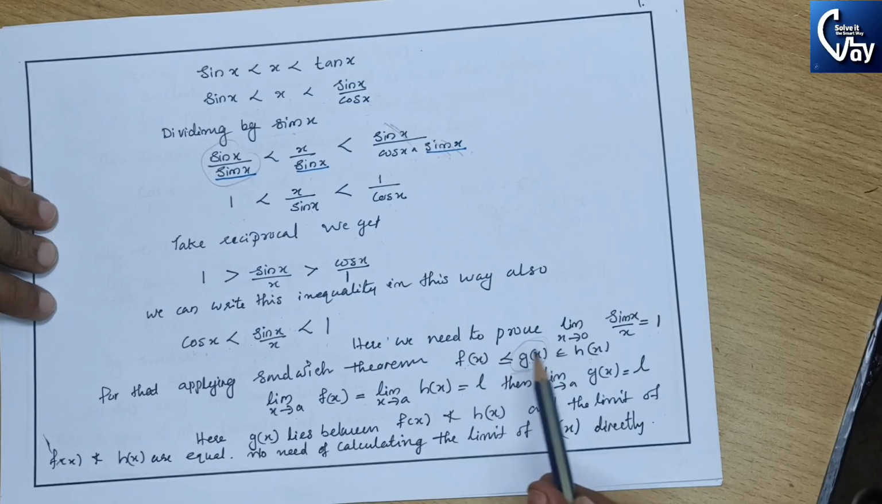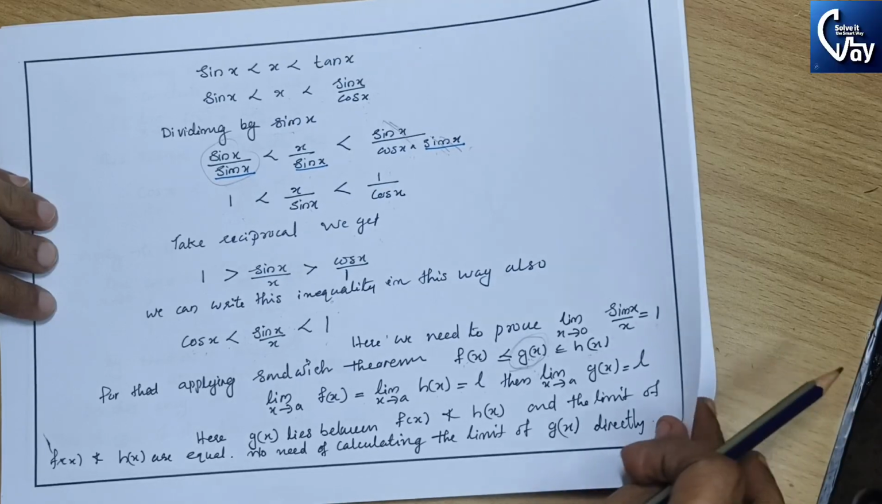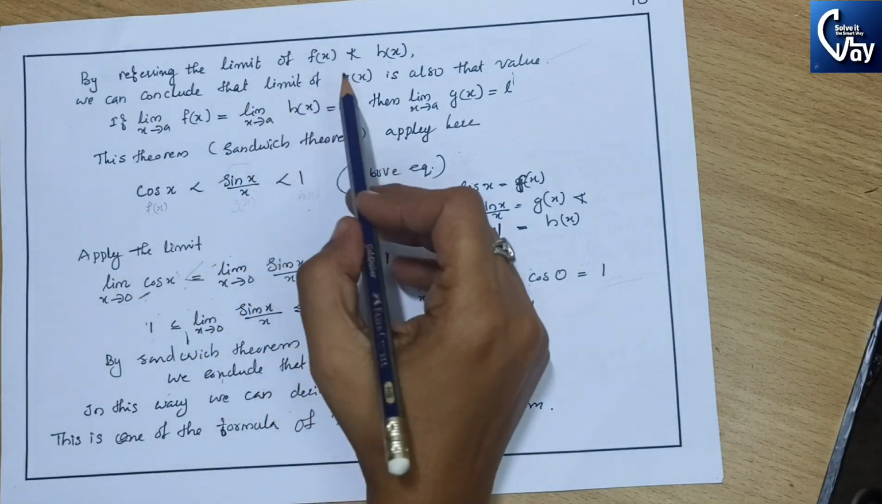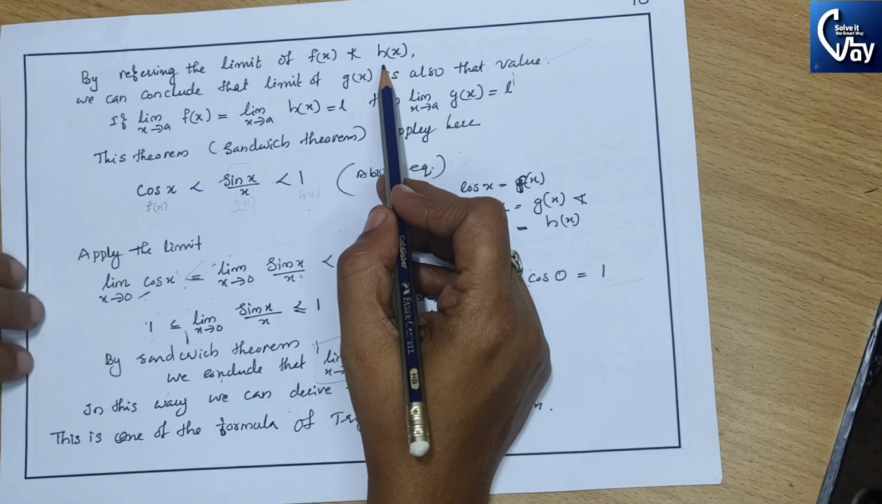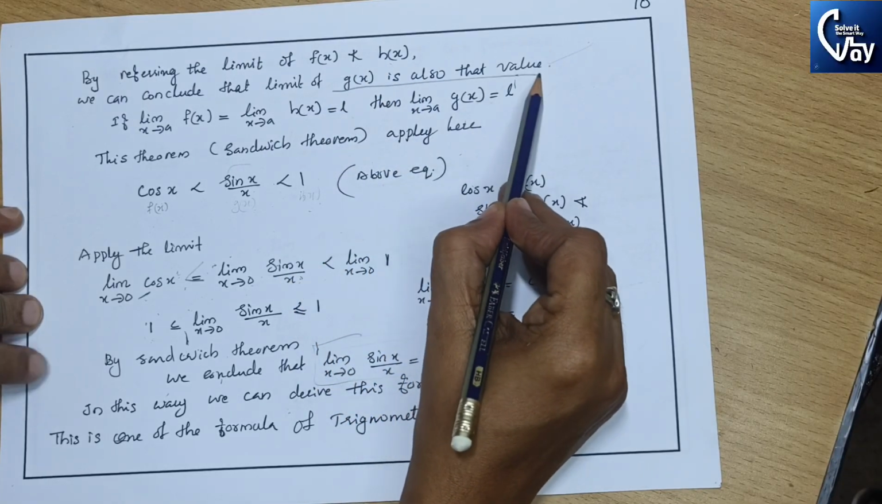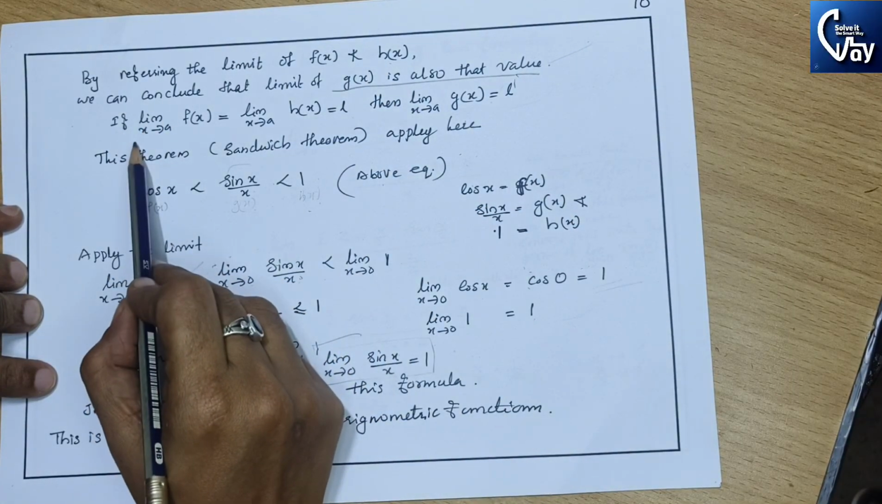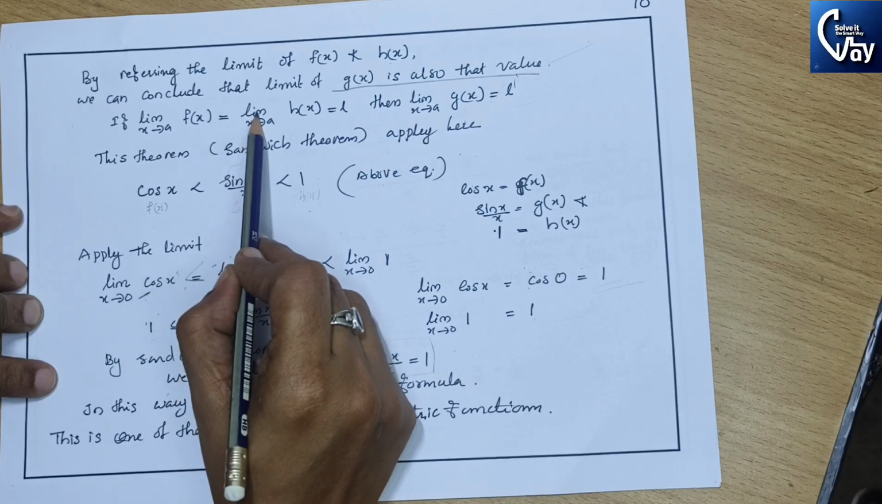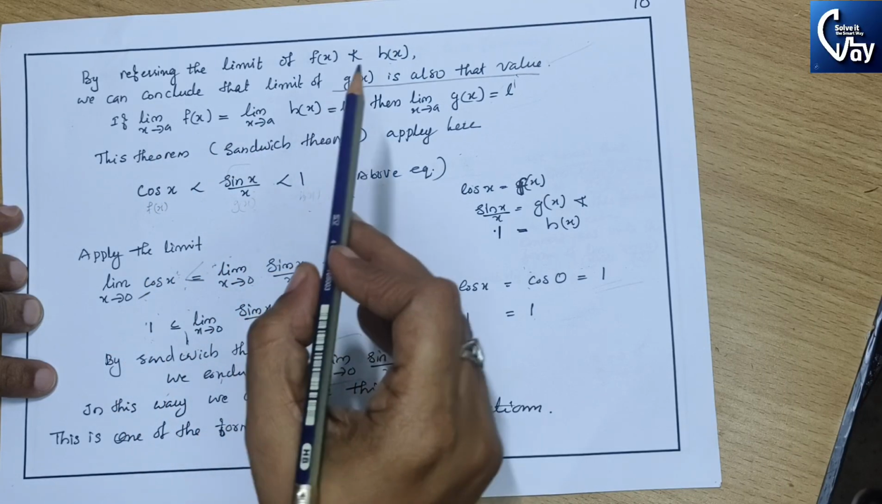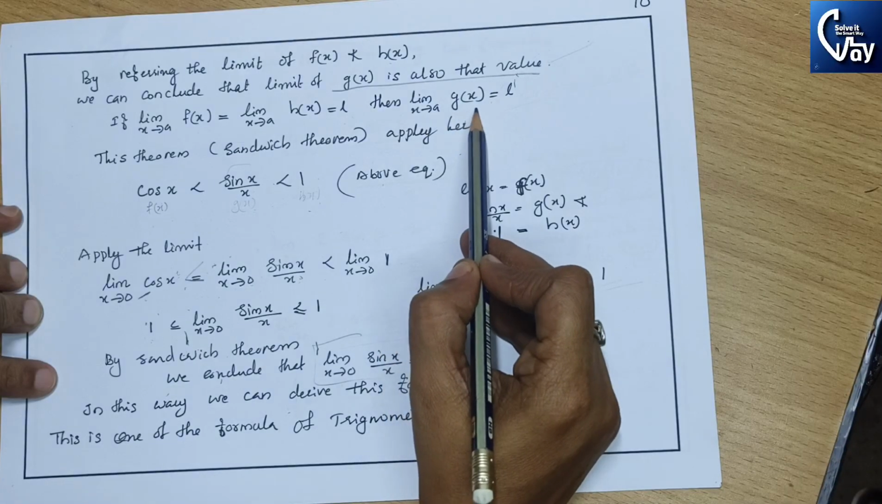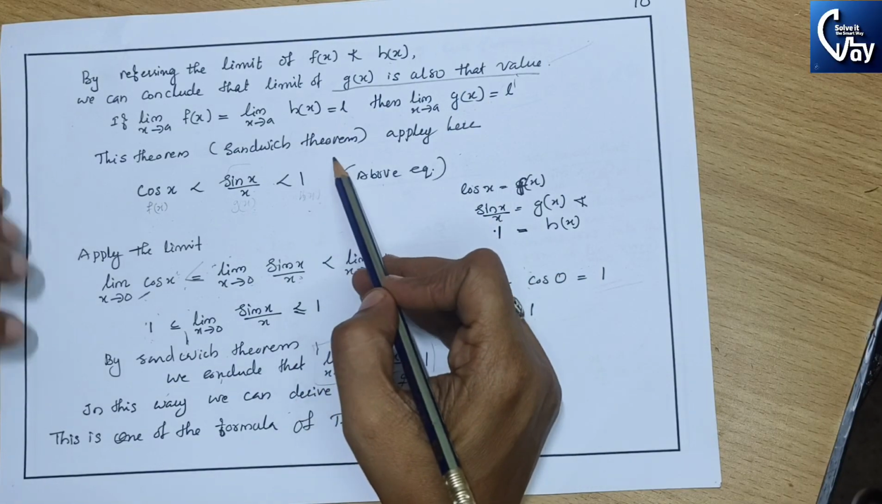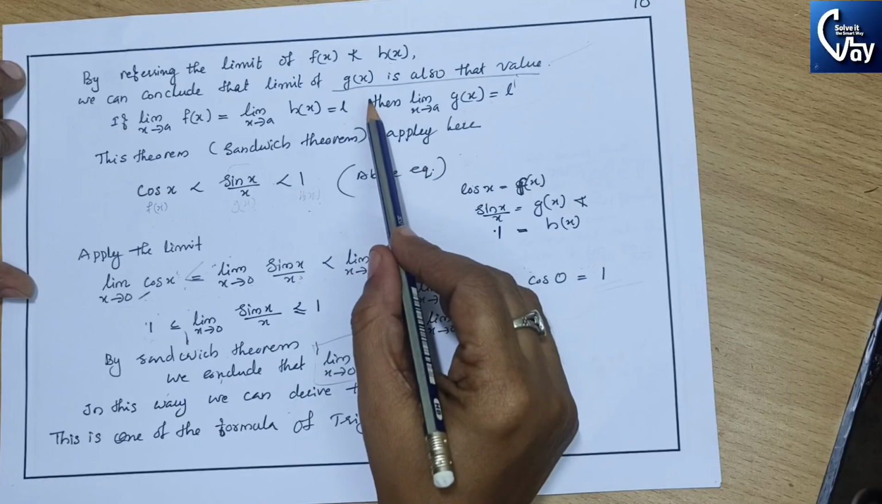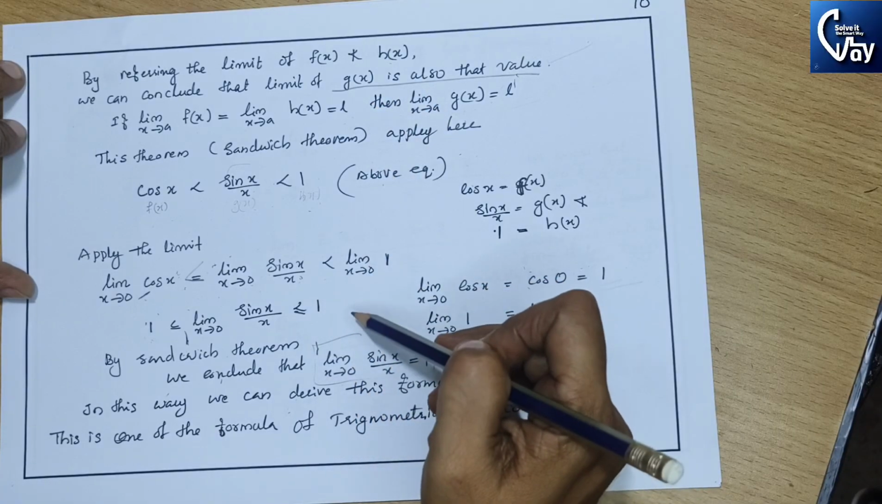Here g of x lies between f of x and h of x. And the limits of f of x and h of x are equal, so there is no need of calculating the limit of g of x directly. By referring to the limits of f of x and h of x, we can conclude that the limit of g of x is also that value. That means if limit x approaching a of f of x equals limit x approaching a of h of x equals L, then limit x approaching a of g of x is also L. This is known as the sandwich theorem. Applying the sandwich theorem, we prove the result.